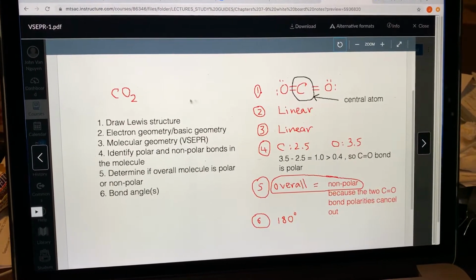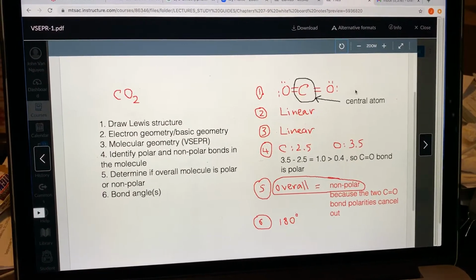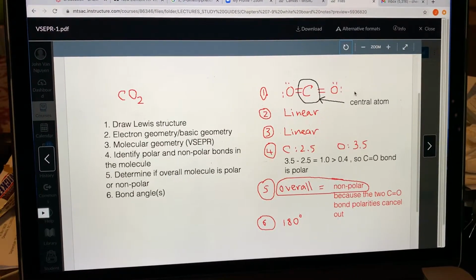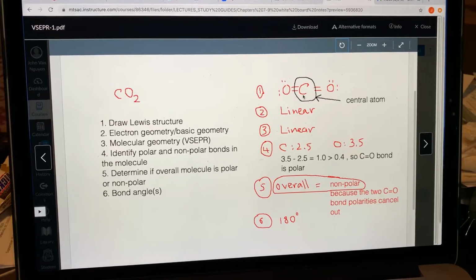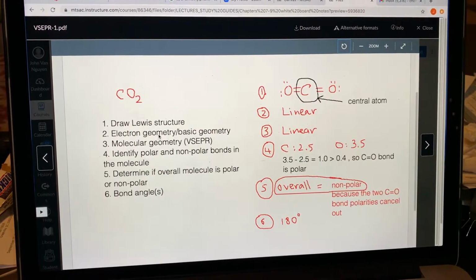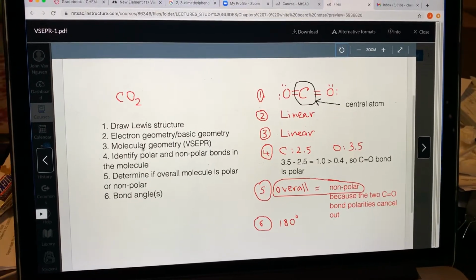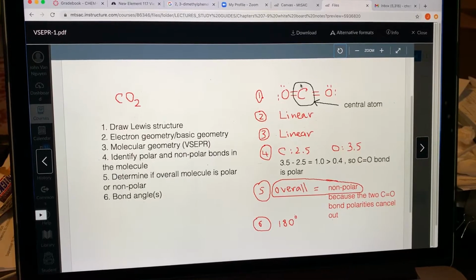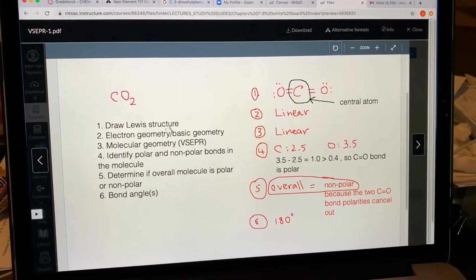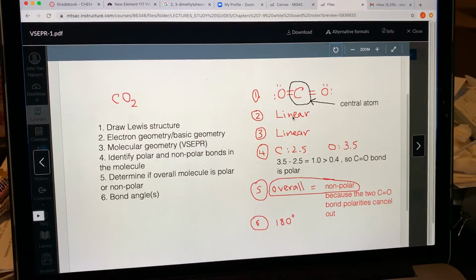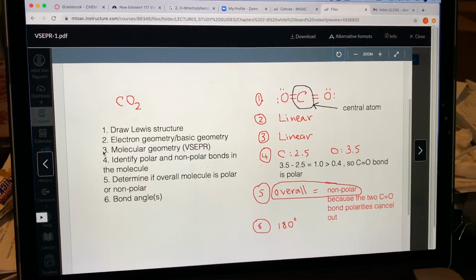So after you make the connections in chapter 7, you got a C double bond O on each side, and that's your central atom. And you look up on the table in chapter 8, it shows linear electron geometry and also linear molecular geometry. Remember, when the central atom does not have a lone pair, the molecular geometry and electron geometry are the same. Same answer for item 2 and 3.